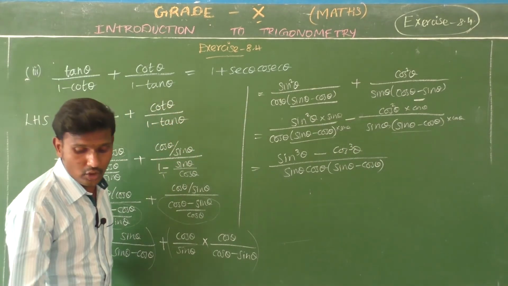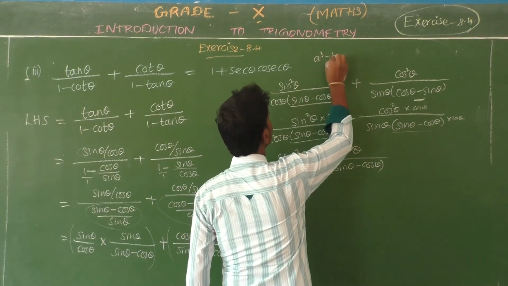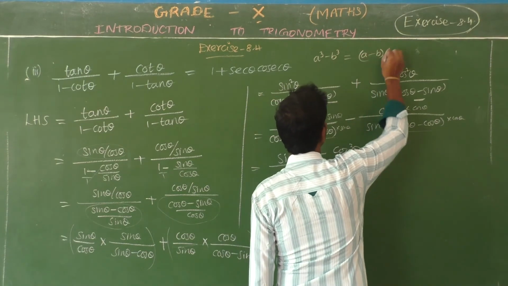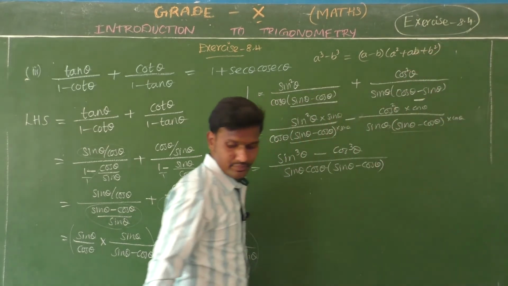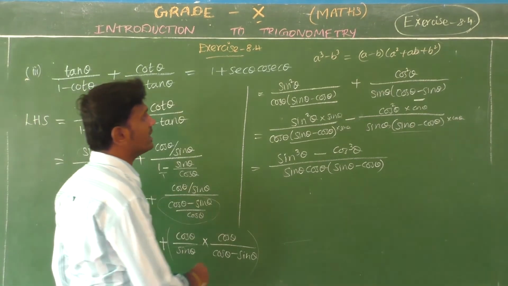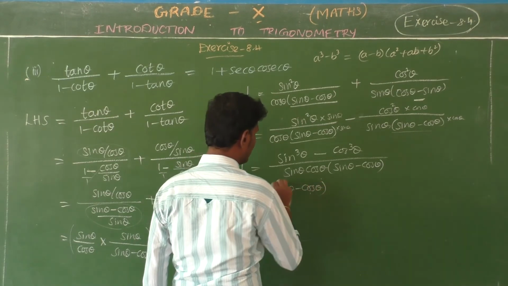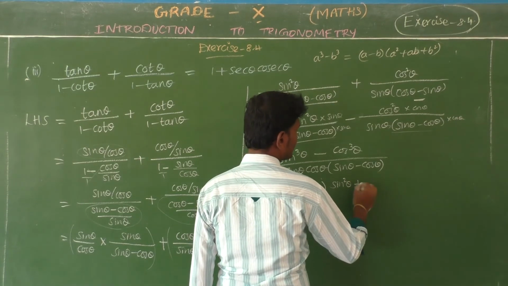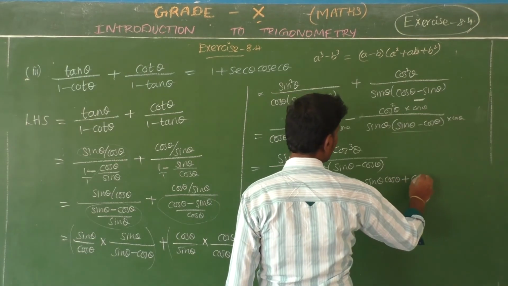In your lower class you studied the formula a cube minus b cube, which is equal to, in your 9th syllabus, a minus b into a square plus ab plus b square. So this formula I am going to use in the numerator to get the answer. Sin theta minus cos theta into a square, meaning sin square theta, plus ab, meaning sin theta into cos theta, plus b square, meaning cos square theta.